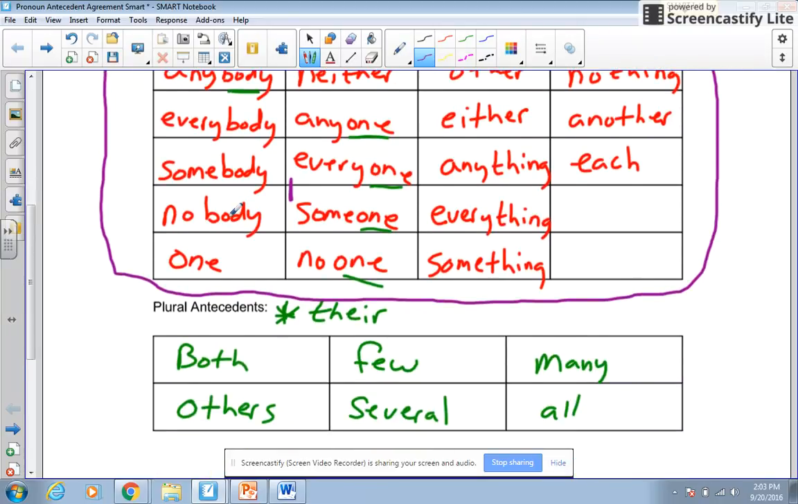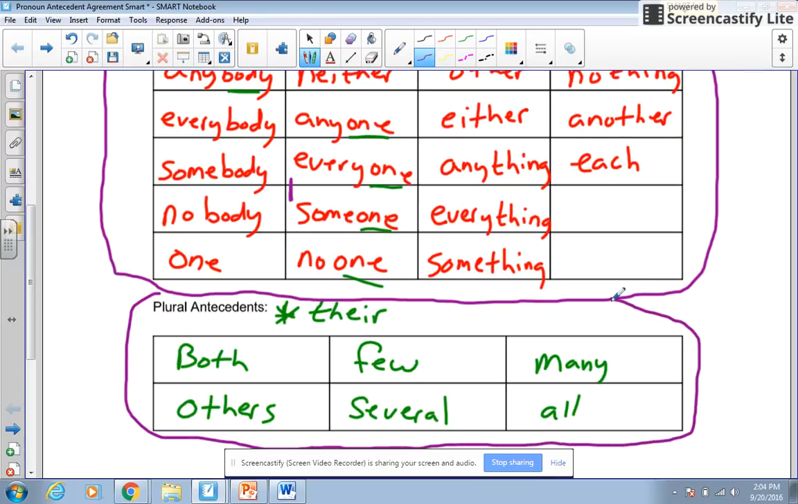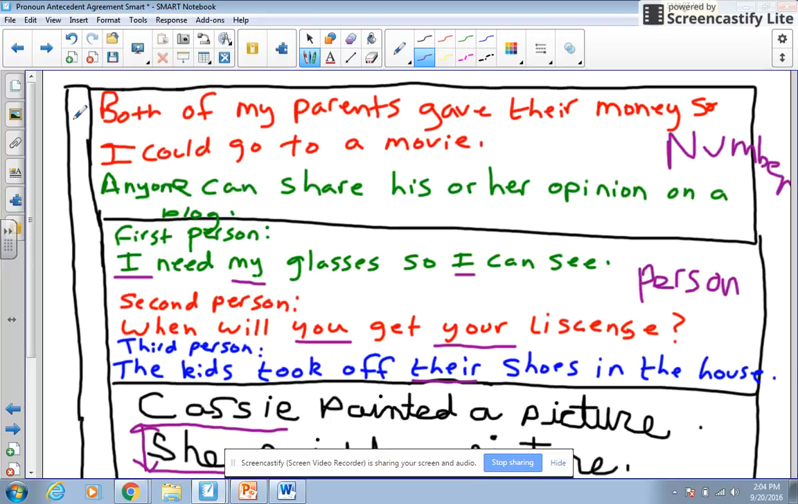Let's take a look at plural antecedents. All these words are plural antecedents, so if you see a word like this in a sentence, or if your sentence has a word with an S on it, like students, because S makes things plural, then you use their as a pronoun. Let's take a look at our example sentences. Both of my parents gave their money so I could go to a movie. Notice how we have their here because both is a plural pronoun.